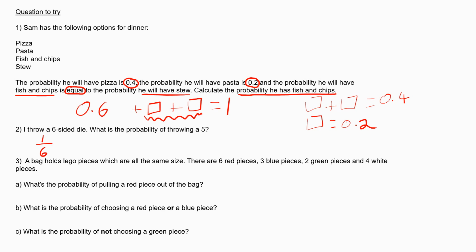For 3A, what is the probability of pulling a red piece out of the bag? Let's count these again: 6, 10, 12, 15. It should be 6 out of 15. Probability of choosing a red or a blue piece, well, there's 6 reds and 3 blues. 6 plus 3 is 9, so 9 out of 15. And lastly, there are 2 green pieces, and there are 15 pieces in total. So that's 13 which are not green. So there's going to be a 13 out of 15 chance that we do not choose a green piece.